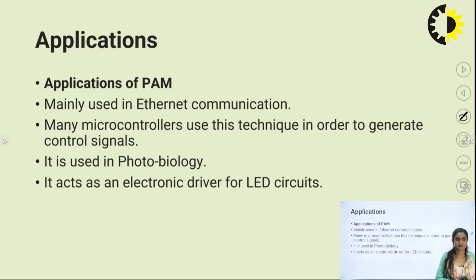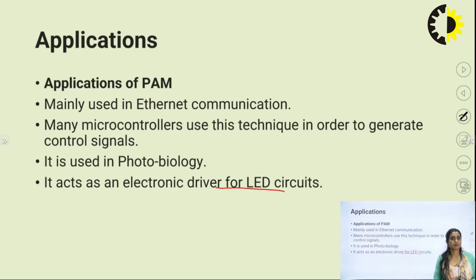Okay. What are the applications of PAM? We use it for Ethernet communication. Many microcontrollers use this technique in order to generate control signals. This is also used in photobiology. It also acts as an electronic driver for LED circuits. These are some common applications of the PAM signal, right?